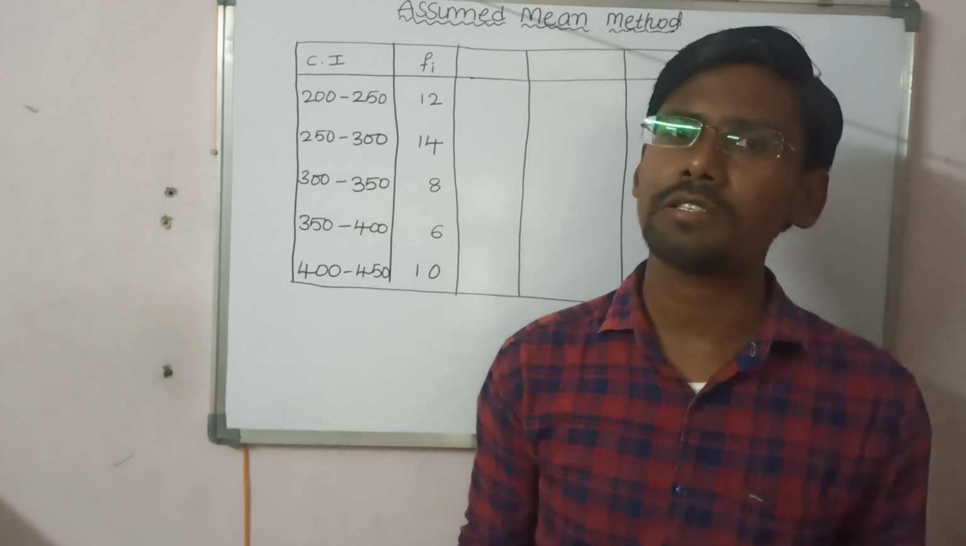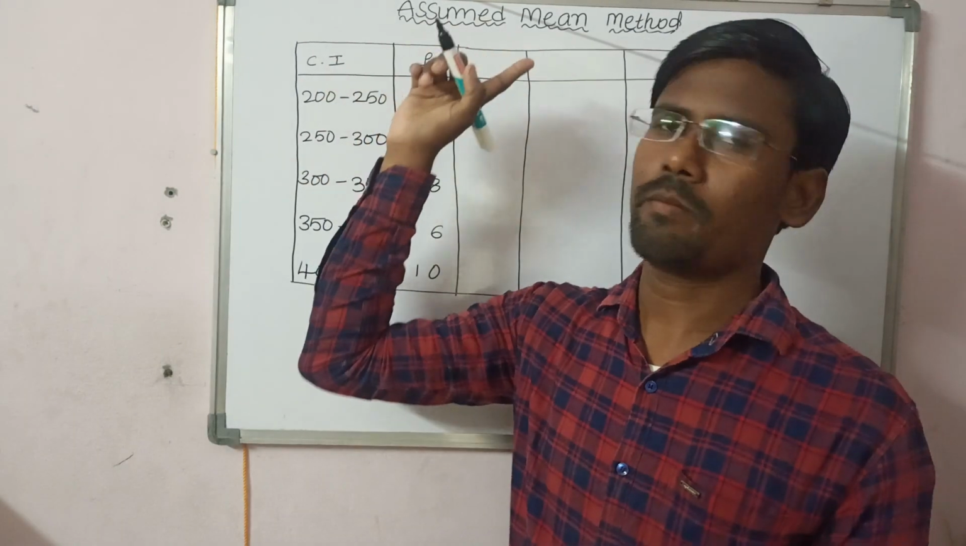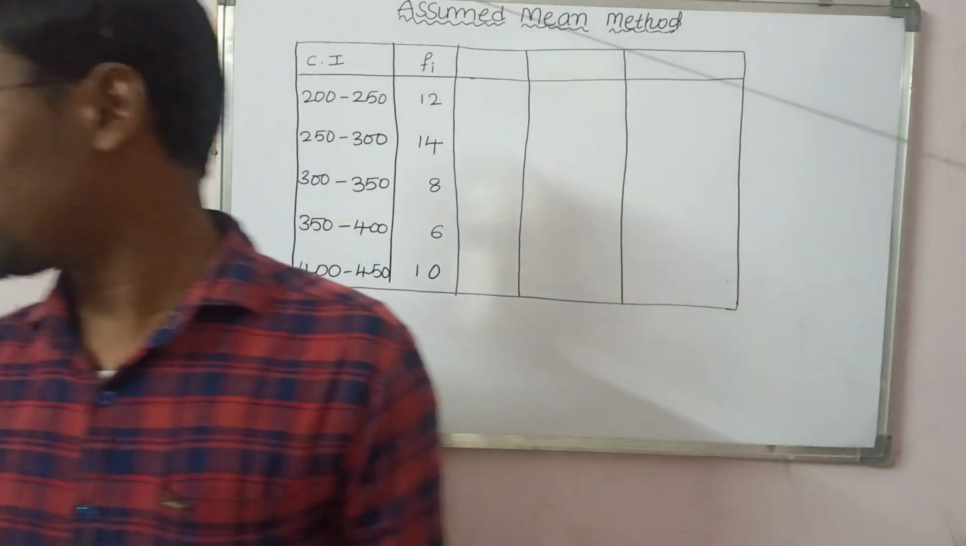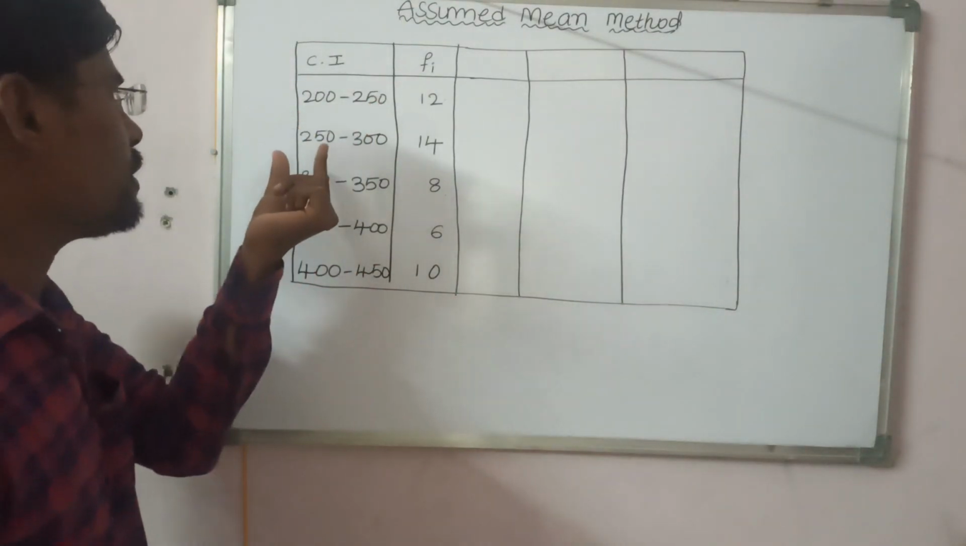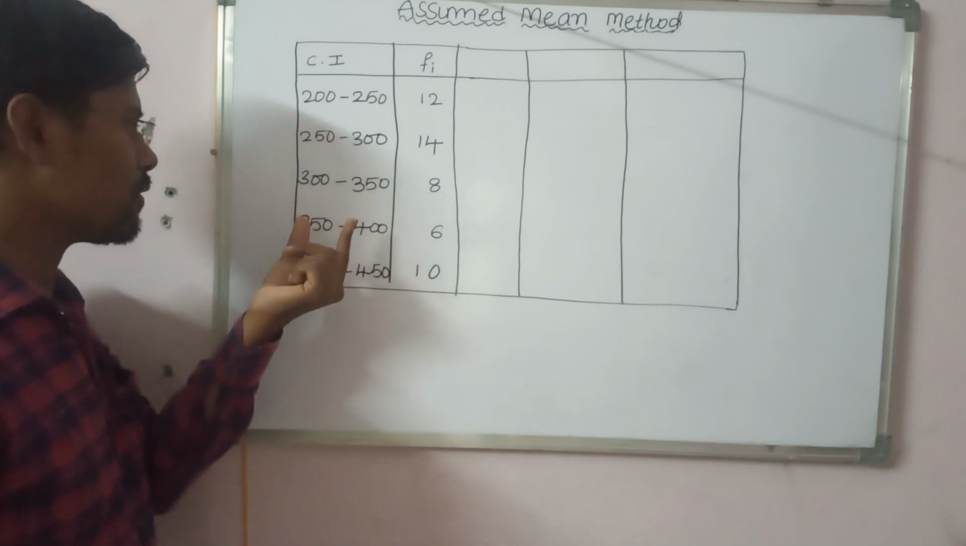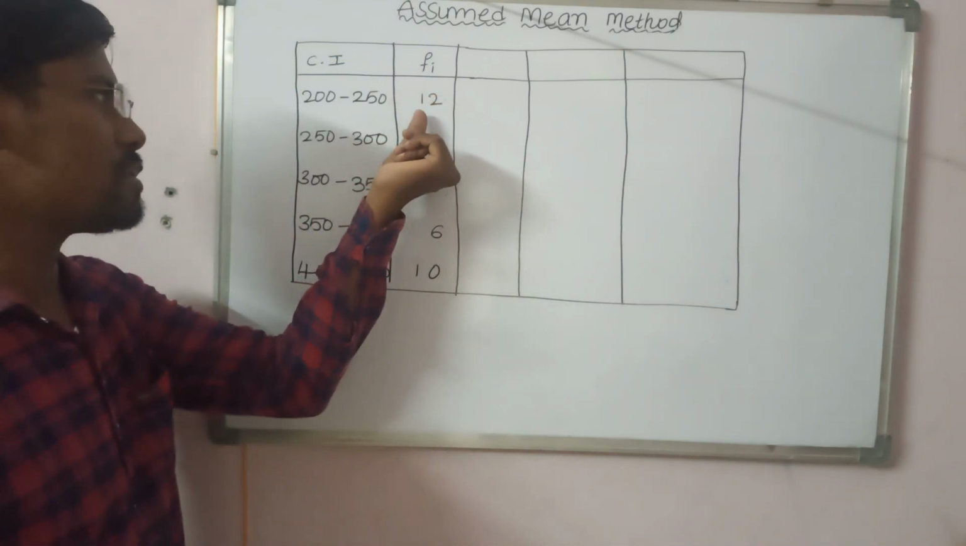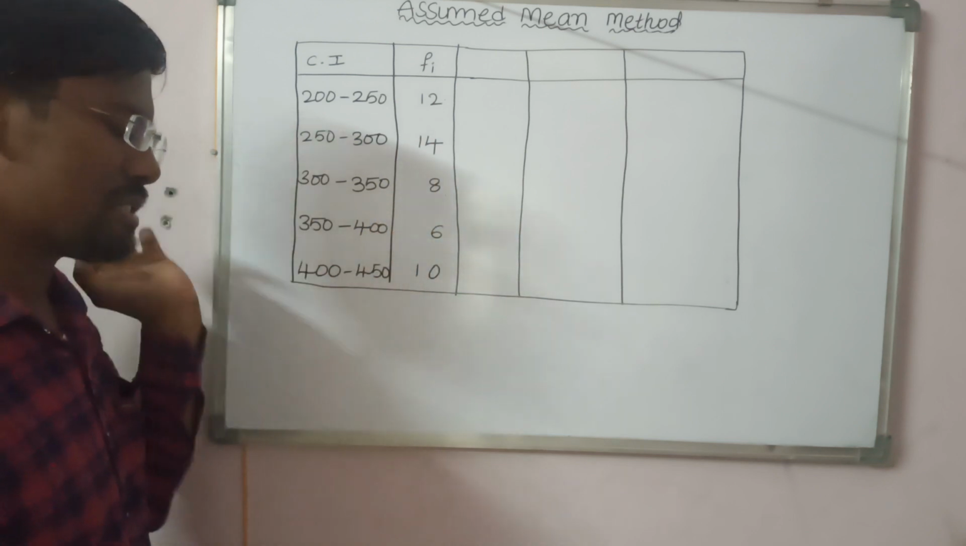Today we are going to discuss one of the topics, the assumed mean method. I have taken one problem here. The class intervals are 200 to 250, 250 to 300, 300 to 350, 350 to 400, 400 to 450, and the frequencies are 12, 14, 8, 6, 10.